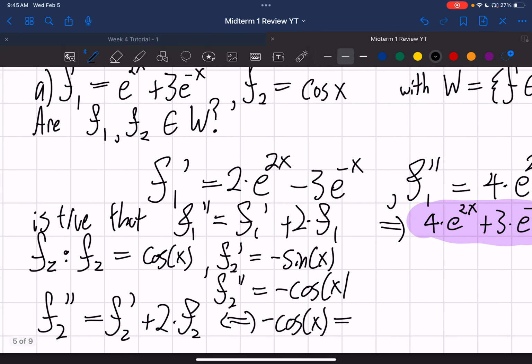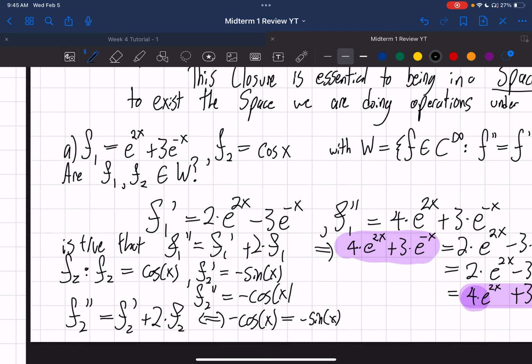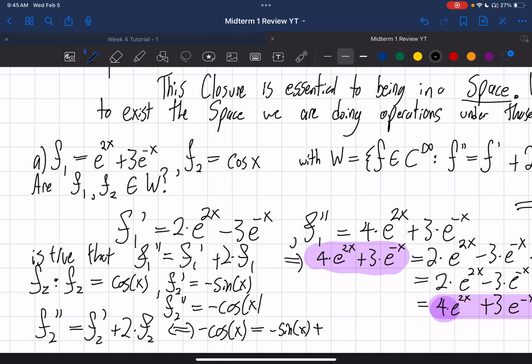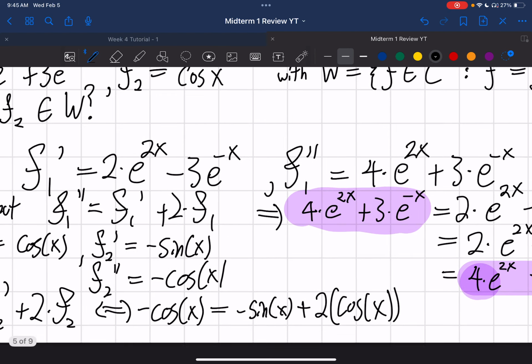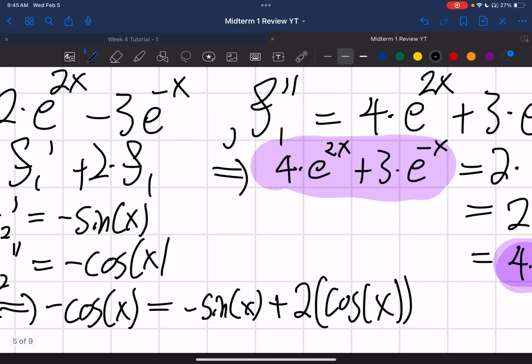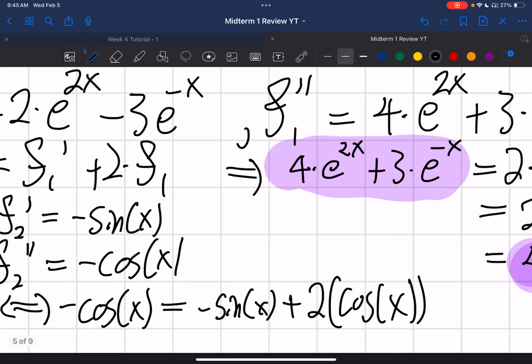what is it? Negative sine of x plus 2 times cos of x. Now, at least personally, this doesn't look like it's going to work out. We can move some stuff to the other side and see what it's saying. So this would be equivalent to minus 3 cos of x is equal to minus sine of x.